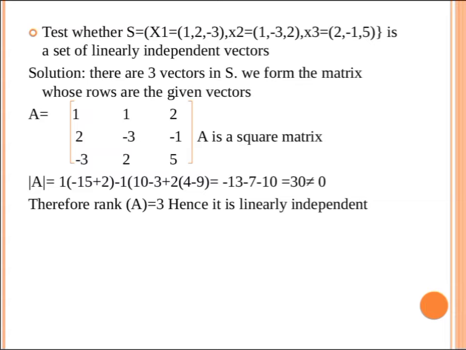Okay, so there are three vectors and we form the matrix with these vectors 1, 2, minus 3, 1, minus 3, 2, 2, minus 1, 5. And here this is a 3 by 3 square matrix. So we are just finding the determinant of that particular matrix. And here this is not equal to 0. Therefore, the rank of A is equal to 3. Hence, it is linearly independent.